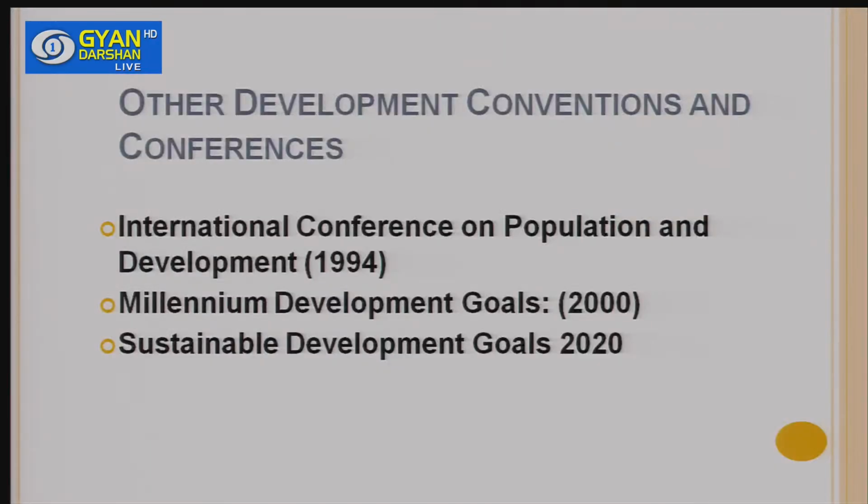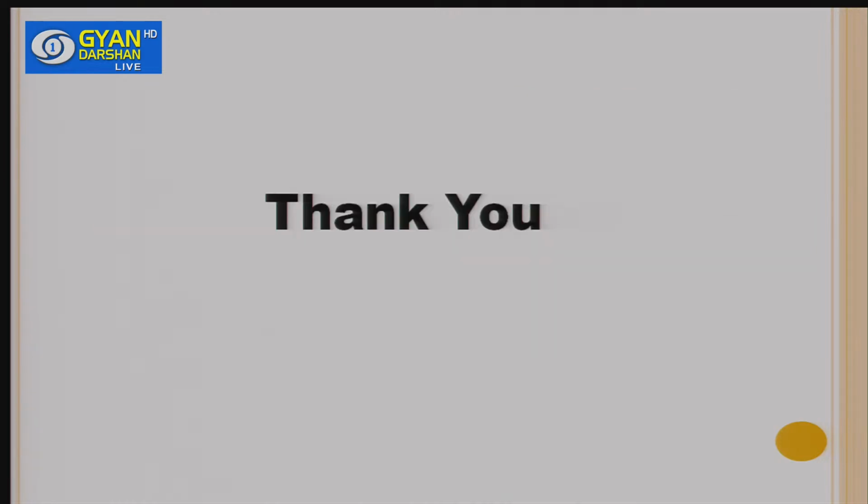Other development conventions and conferences include the International Conference on Population and Development, the Millennium Development Goals in 2000, and the Sustainable Development Goals in 2030. If you look at these development goals, these international conventions and conferences were specifically organized to address various issues, including gender issues. Whoever is a party to these international conferences needs to take appropriate policies and programs at the national level to address these issues.